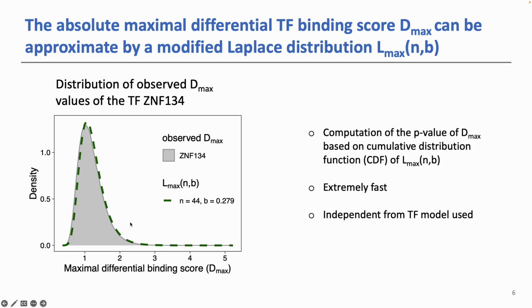Here I show you an example of observed Dmax values for a TF, which is actually a zinc finger, in comparison to our derived modified Laplace distribution. As you can see here, the observed values can be nicely approximated by our derived distribution. Since we now know this distribution, we can compute a p-value for the Dmax score using the cumulative distribution function of the modified Laplace distribution. This is extremely fast because it's just a lookup, we don't have to compute anything, and the p-value computation is independent from the TF model we use.